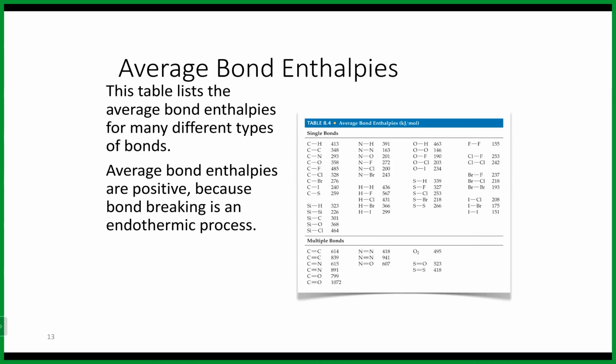So if we wanted to predict which is going to be stronger, it's got to be the same type of bond. It's got to be either all single or all double, all triple. And then one of those atoms has to be the same. Otherwise, it becomes a lot more difficult to actually compare.